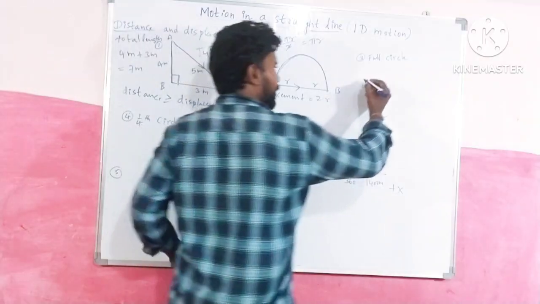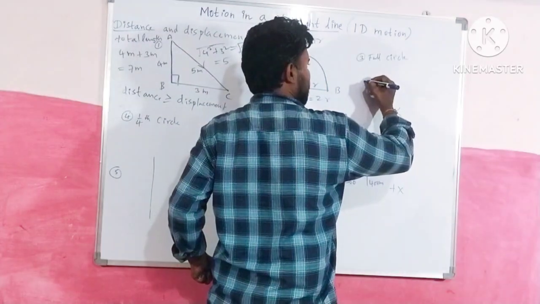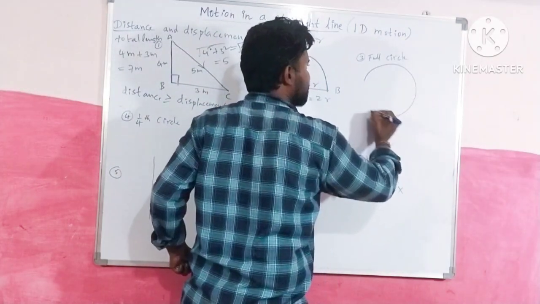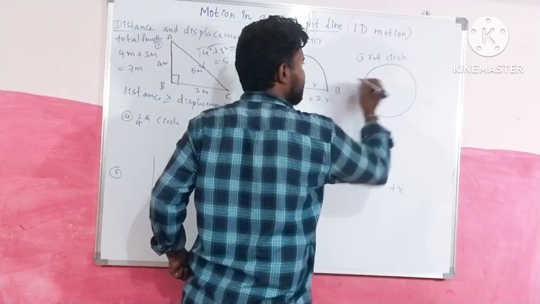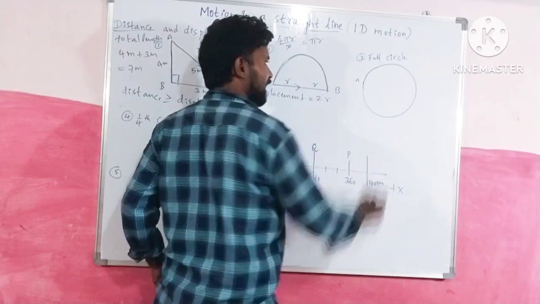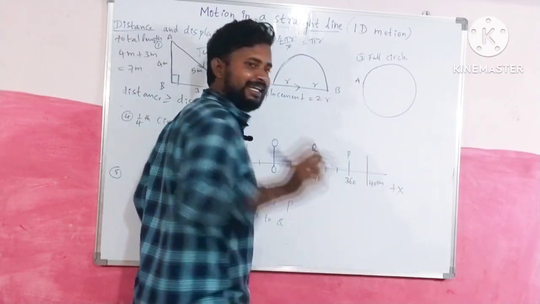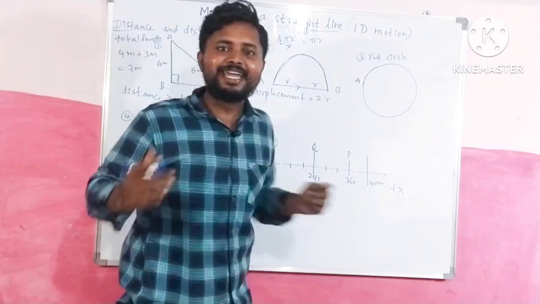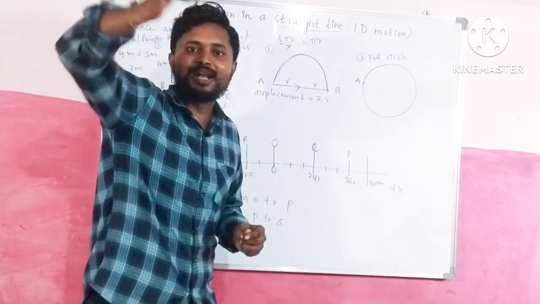Next, if a body completes a full circle, one revolution, the starting position is A. Finally it comes back to position A. It completes one revolution.